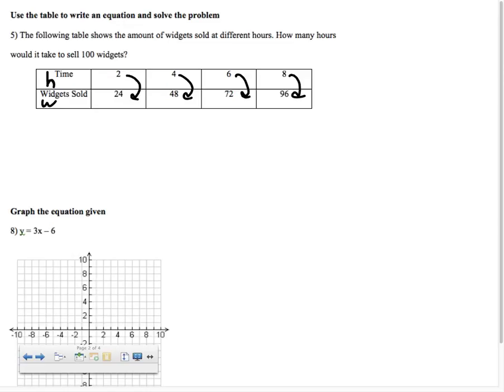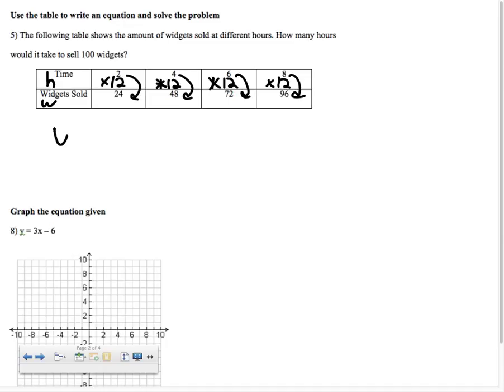So what do I do to my time numbers to get widgets? Well, again, adding is not really going to work. You could do 2 plus 22 is 24, but 4 plus 22 is not 48, so we have to go to multiplying. In this case, it's timesing by 12. So 2 times 12 is 24, 4 times 12 is 48, 6 times 12 is 72, and so on and so forth. So timesing by 12 seems to work. So we need to write that as a rule, as a formula.